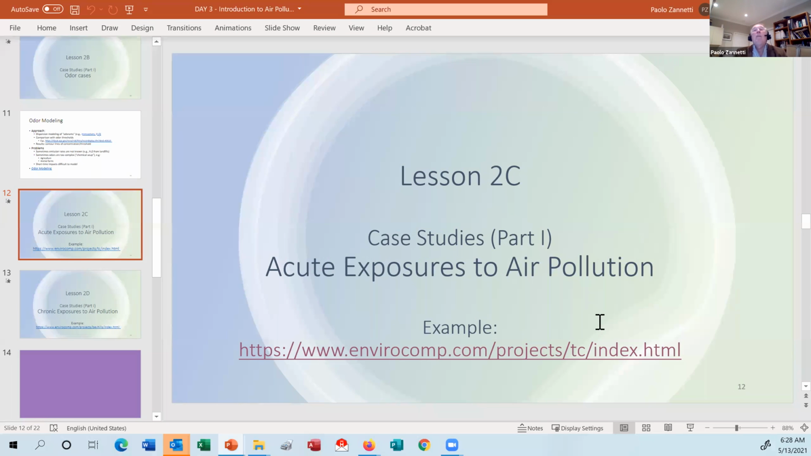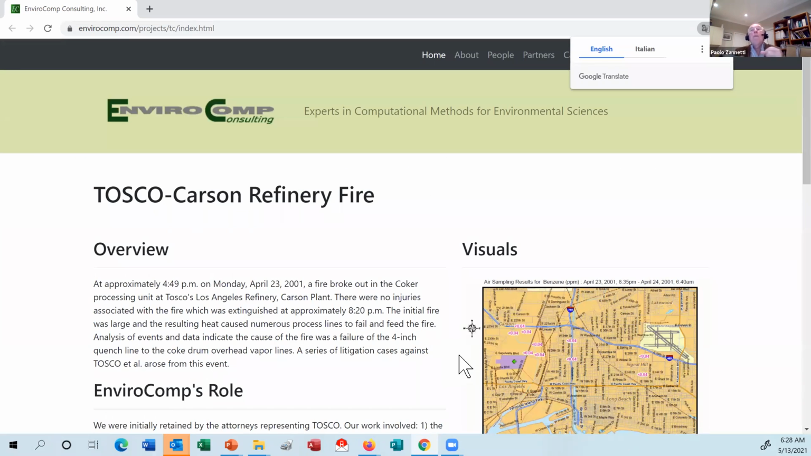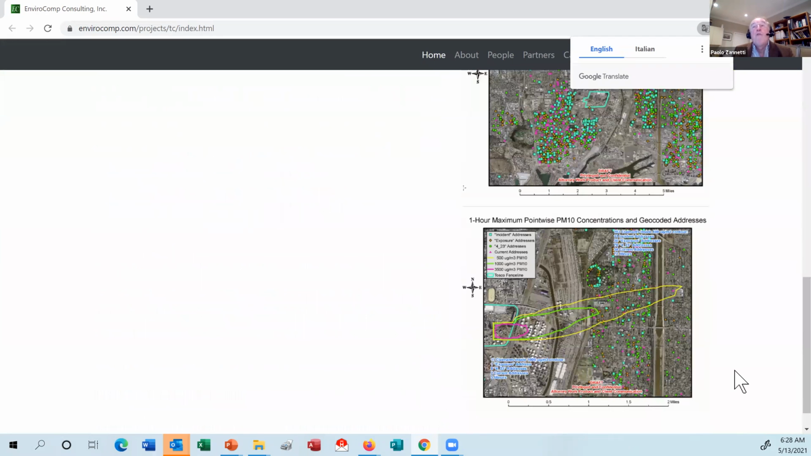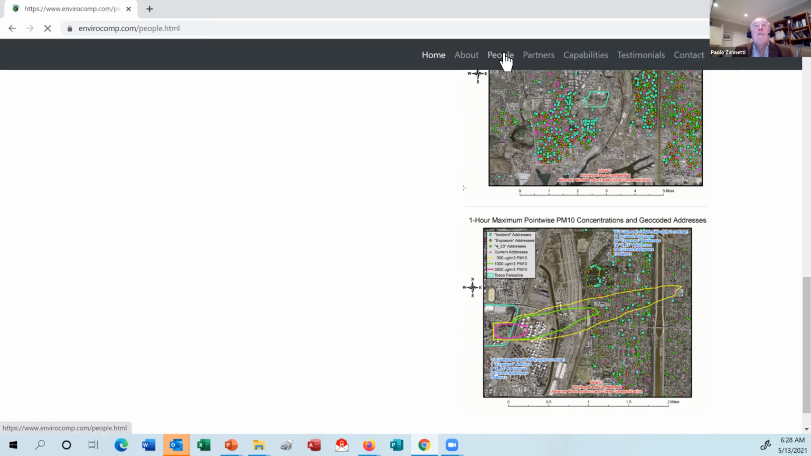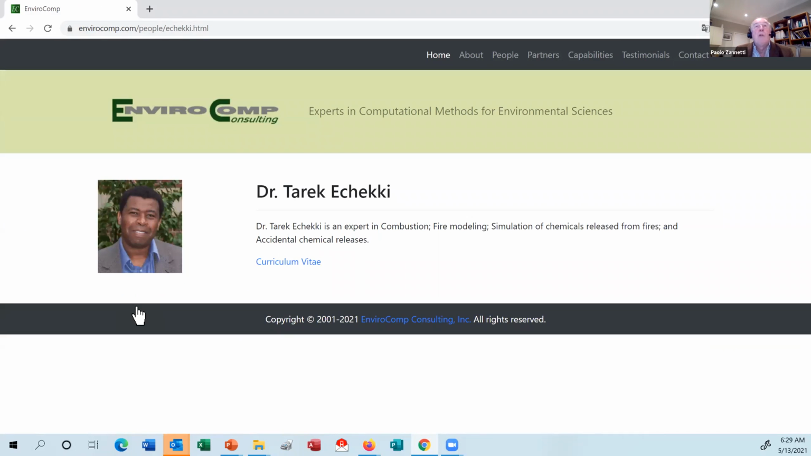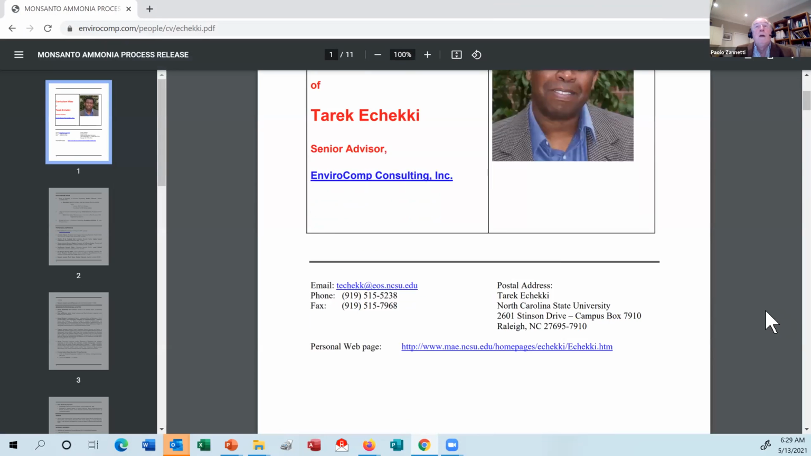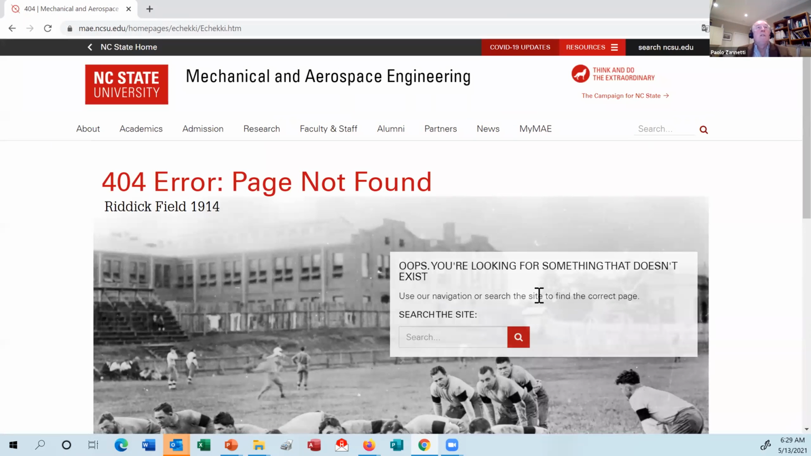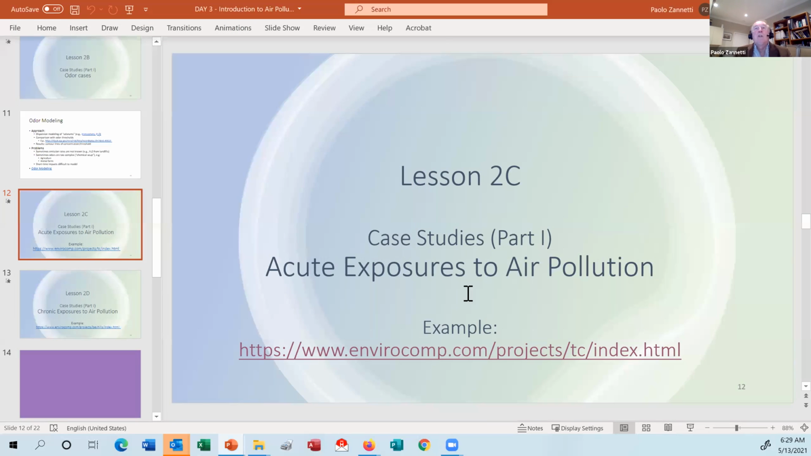So you may be lucky and have a nice industry with instruments already located, or people can grab the instruments, go downwind immediately and grab samples, or you can have your fire expert. Whenever I have a fire, I've used Dr. Tarek Echekki. Dr. Echekki is one of the top experts in the world on fire, and he runs combustion models. He wrote a few years ago an entire book dedicated to combustion modeling.